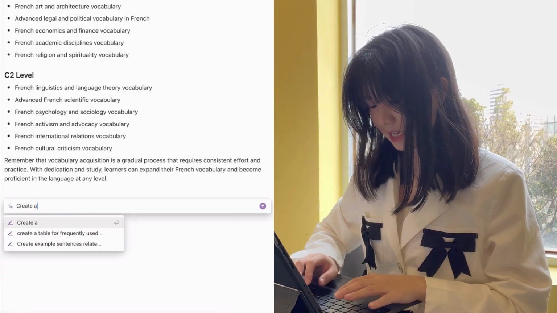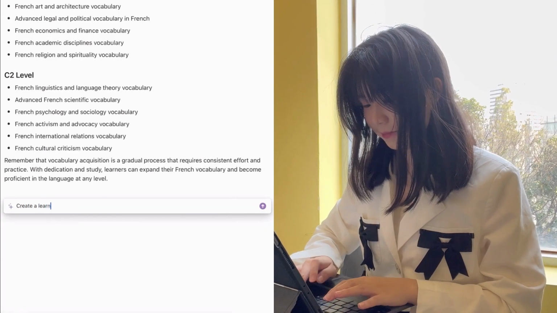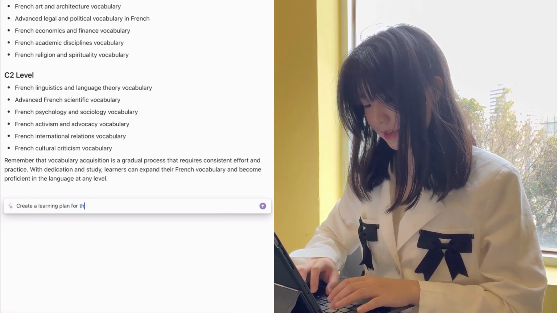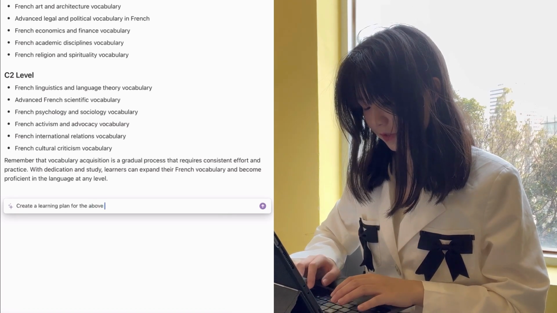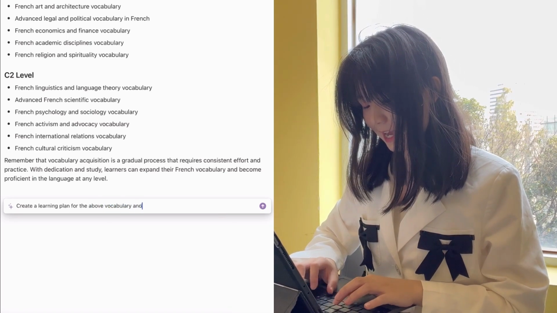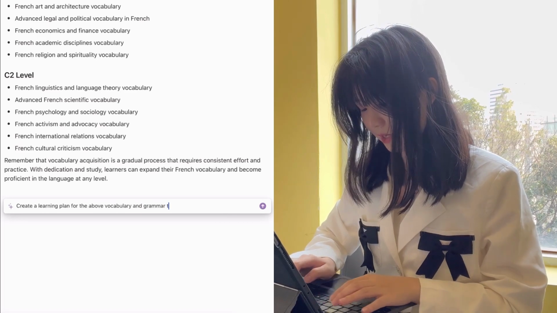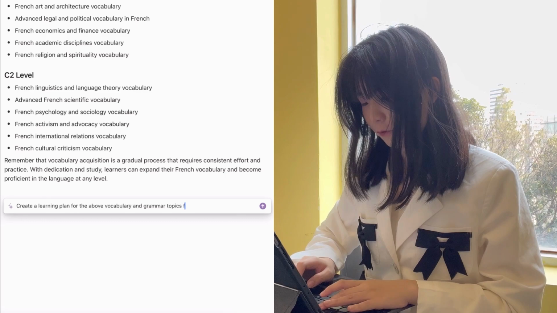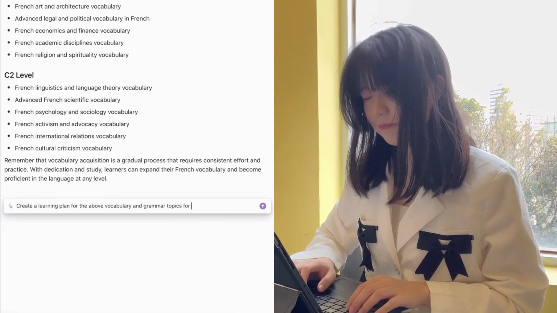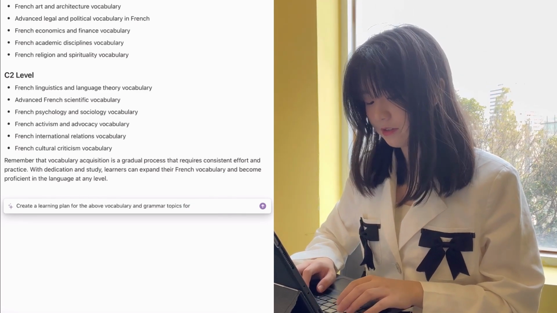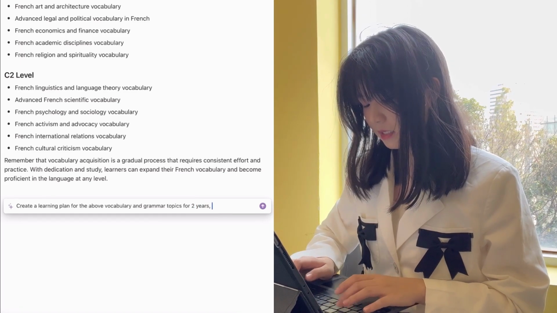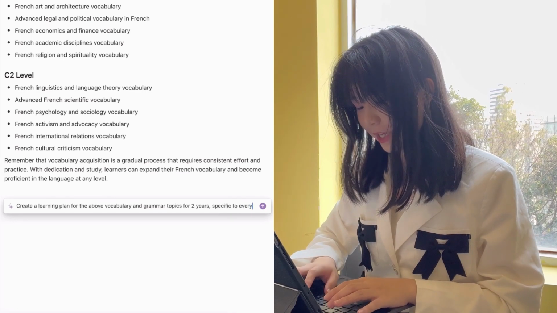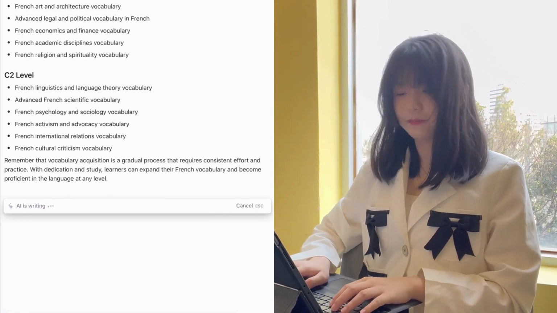Create a learning plan for the above vocabulary and grammar topics for 2 years, specific to every week. Okay.